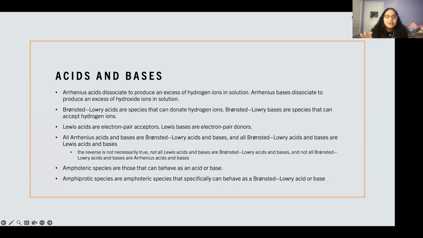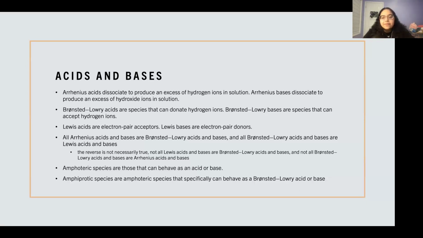When relating between the different theories, all Arrhenius acids and bases are Bronsted-Lowry acids and bases, and all Bronsted-Lowry acids and bases are Lewis acids and bases. So it gets wider, but the reverse is not necessarily true. Lewis acids and bases are not always Bronsted-Lowry, and Bronsted-Lowry aren't always Arrhenius. So you could think of Lewis as the broadest category. Bronsted-Lowry and Arrhenius are more specific, because something can be an electron pair donor, for example, but not necessarily produce hydroxide ions. And then there are amphoteric and amphiprotic species. Amphoteric means it can behave as an acid or base.